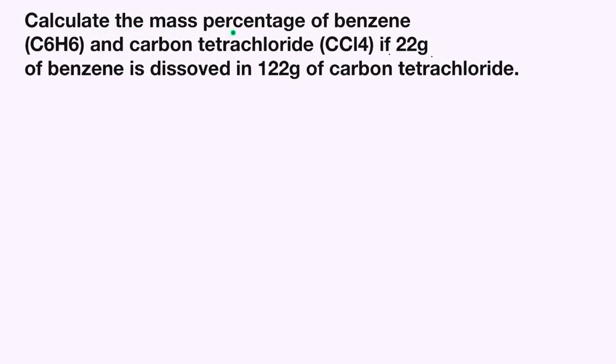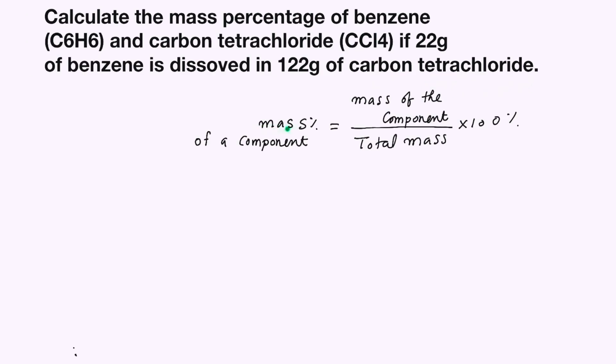Calculate the mass percentage of benzene and carbon tetrachloride if 22 gram of benzene is dissolved in 120 gram of carbon tetrachloride. If you know this equation, then this question is very easy. Mass percentage of the component is equal to mass of the component by total mass into 100 percentage.